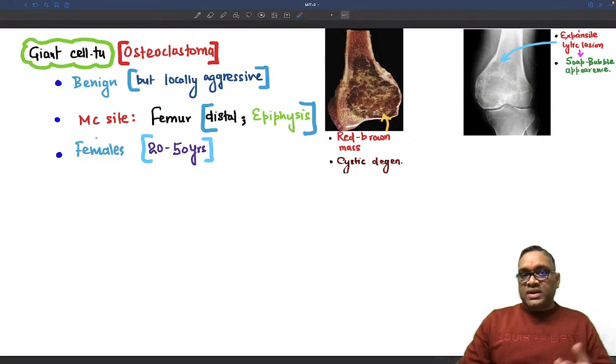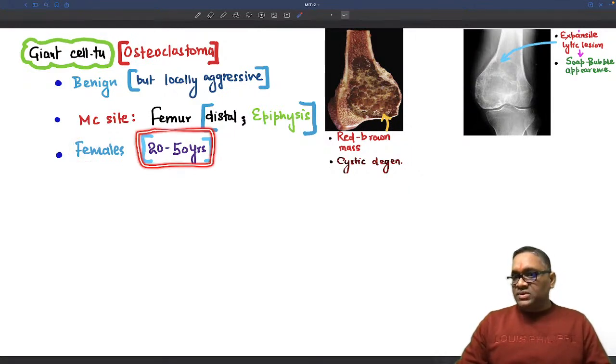And who will be commonly affected? In giant cell tumor, females are commonly affected, and the age group is 20 to 50 years. So this patient, who was 35 years old, fits too, right?